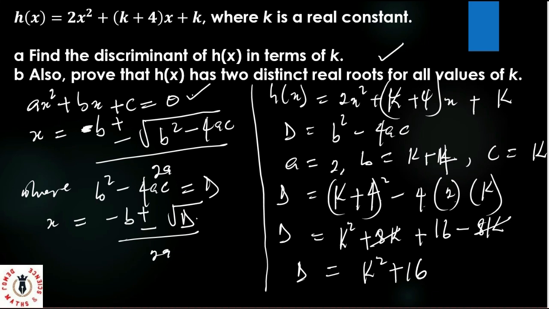So the first question has been answered. Define the discriminant of h of x. The discriminant of h of x is k squared plus 16. Now let me create space here to solve the second question.